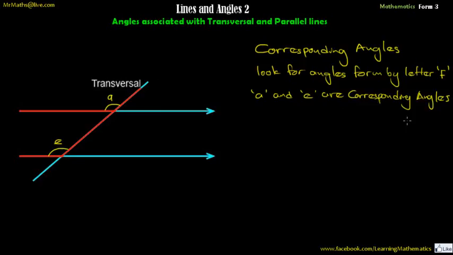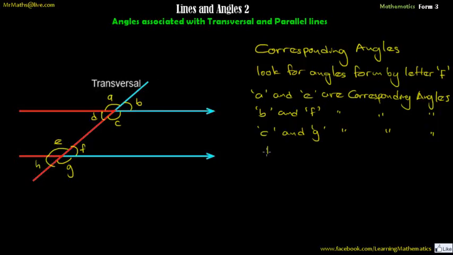There are three more pairs of corresponding angles. Let's take a look at them one by one. Next is angle B and F. Then B and F are again corresponding angles. Likewise, angle C and angle G. So C and G are also corresponding angles. And the last pair are angle D and angle H. So D and H are also corresponding angles.